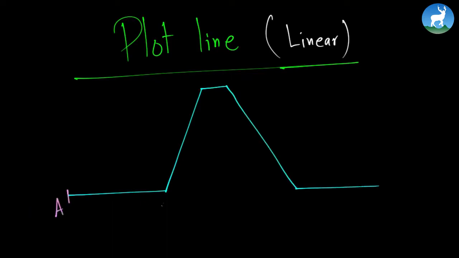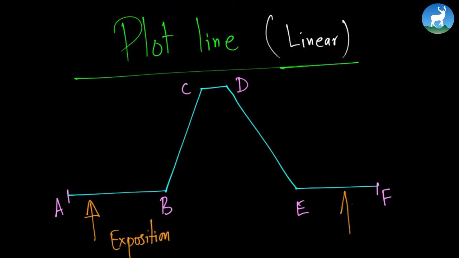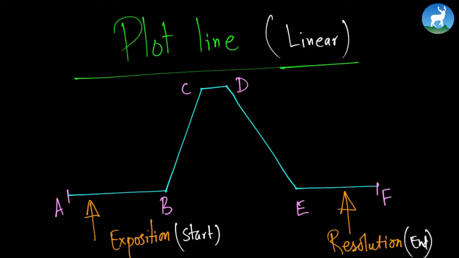Let us name the parts A, B, C, D, E, and the end is F, right? The A to B part is what we call exposition, while this E to F part is something called resolution. In other words, exposition is the start of the short story, while resolution is the end of the short story. Correct? Very good. Now let's move on.